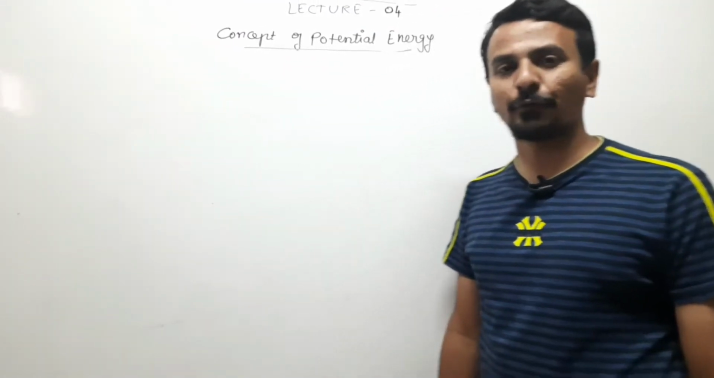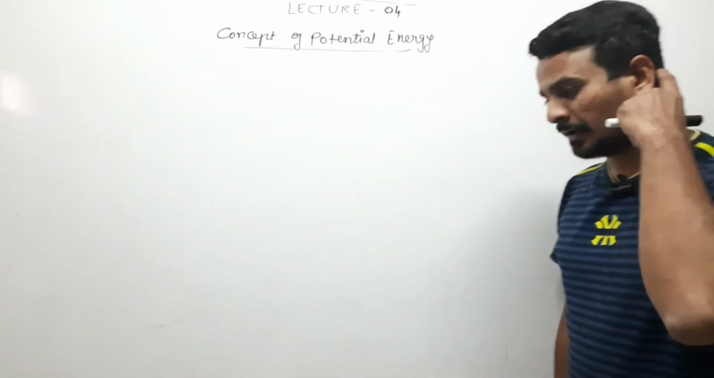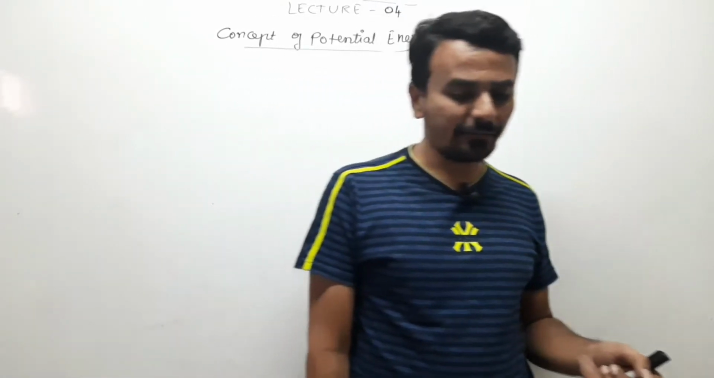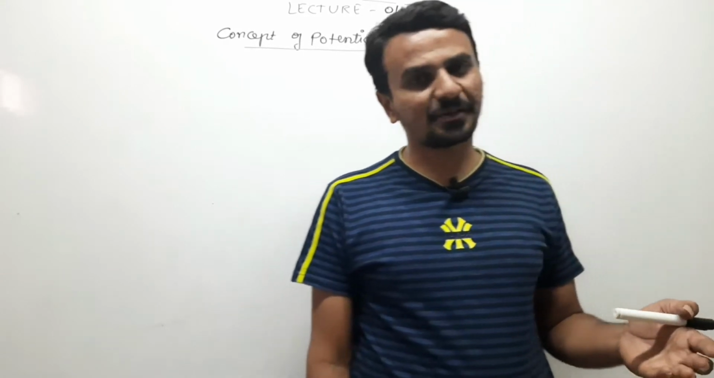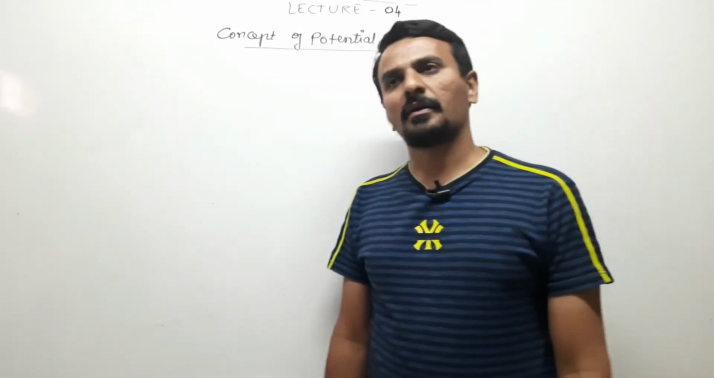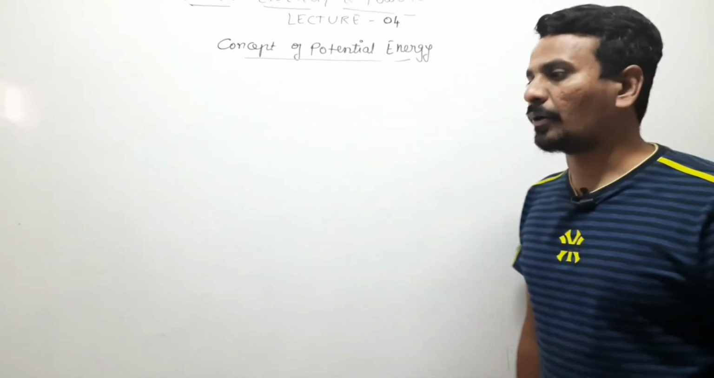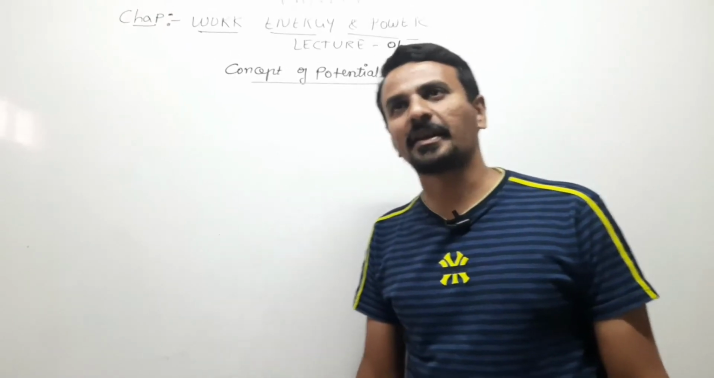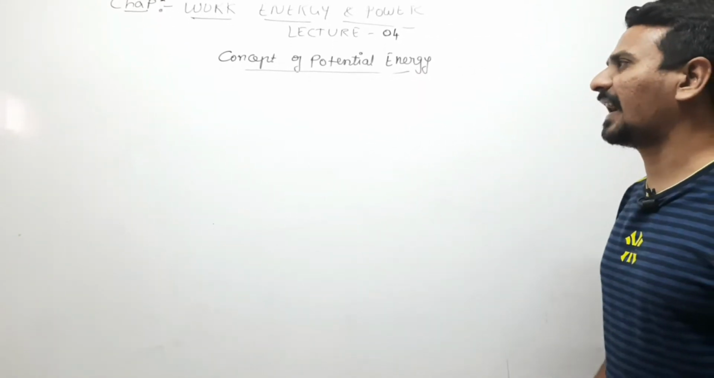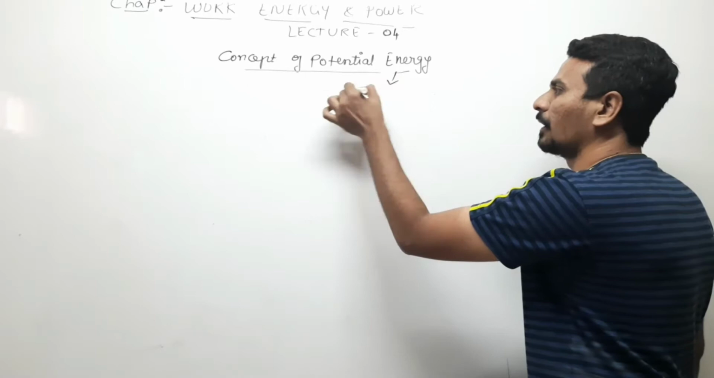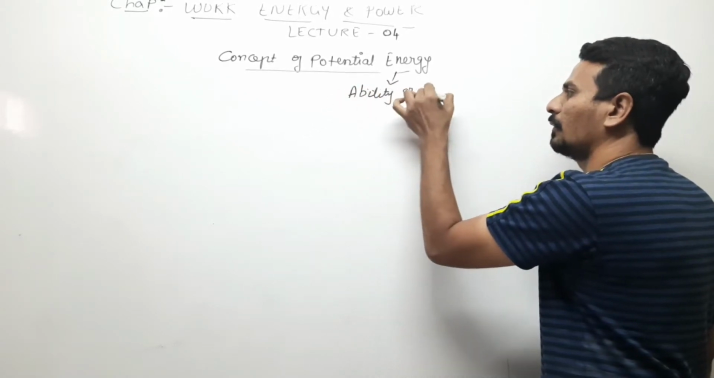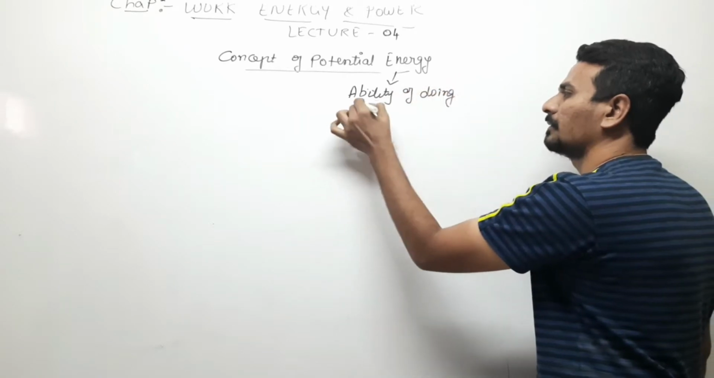This is lecture number 4 of work, energy and power. Up till now we have discussed the work energy theorem. We have solved questions based on the work energy theorem and how to calculate work done when force is variable. Now we will understand the other form of energy, which is potential energy. Basically, energy is the ability of doing work.